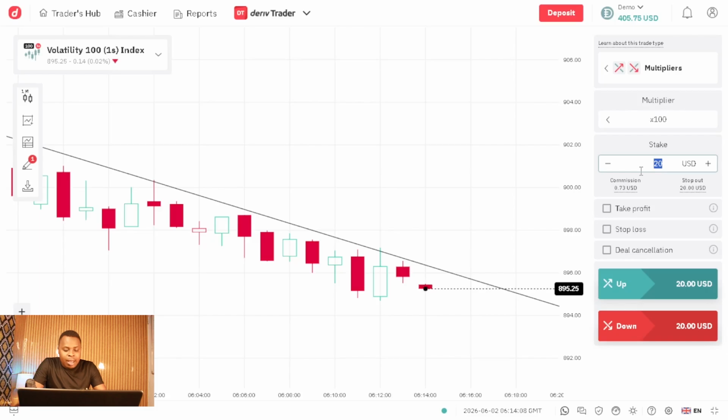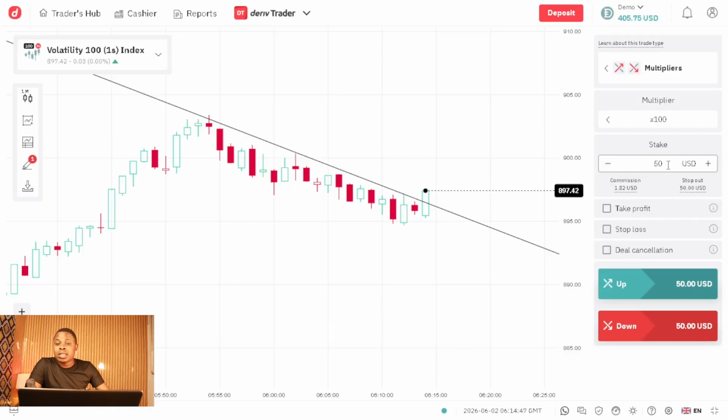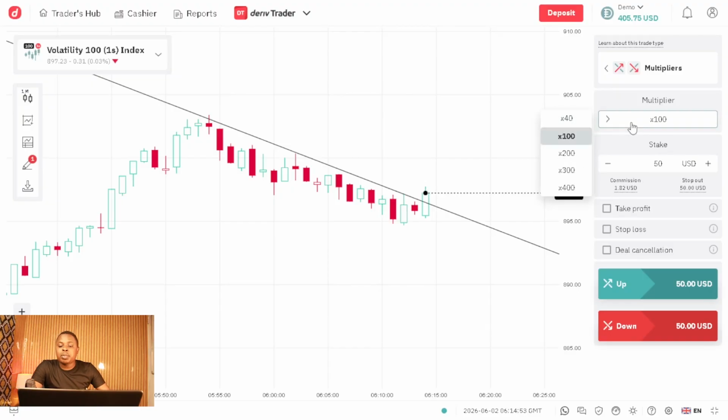This is the total risk you want to put on this trade. So for example, I'm going to place different trades right here to show you different multipliers and how they work. Let's say you put 50, because this is a demo account obviously. So you're going to be putting $50 right here. The next thing that we want to do is select our multiplier. Our multiplier is how big our position is going to be.